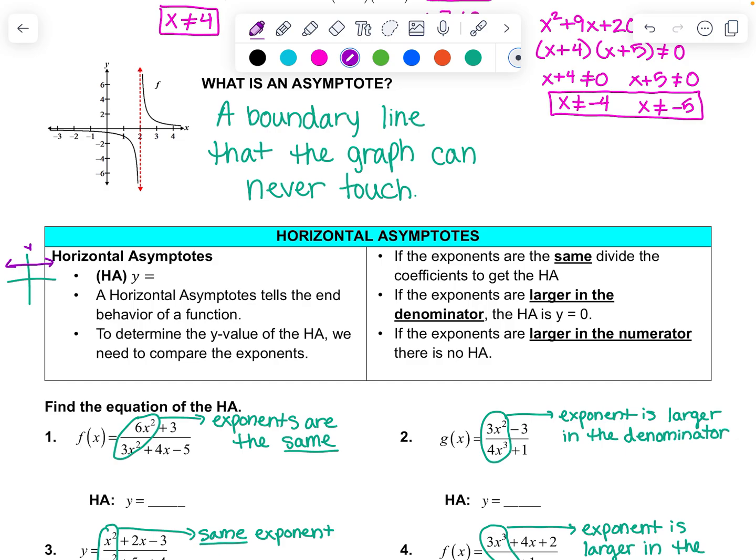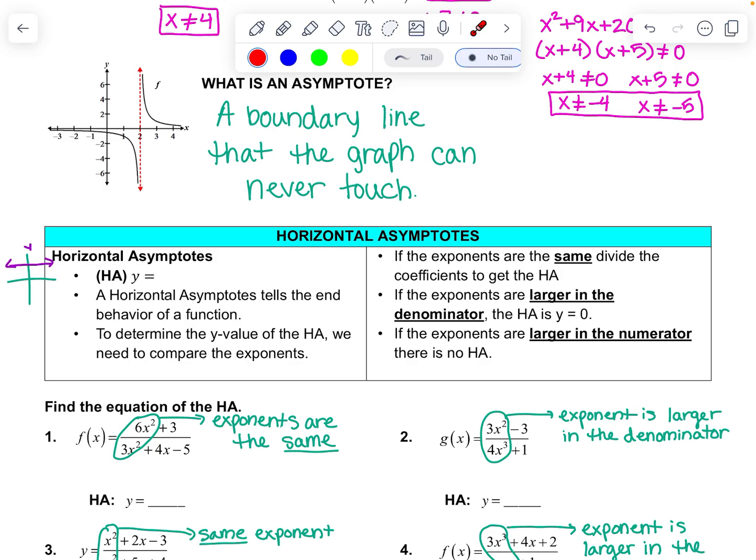We are going to be looking at the different exponents of our rational function in order to determine our horizontal asymptote. So on the right side here, we have our different rules when it comes to the exponents. If the exponents are the same in the numerator and denominator, then we are going to look at the leading coefficient of each numerator and denominator, and divide those. Okay, so we'll get to some examples, but if we have the same exponent, numerator and denominator, we just divide the coefficients.